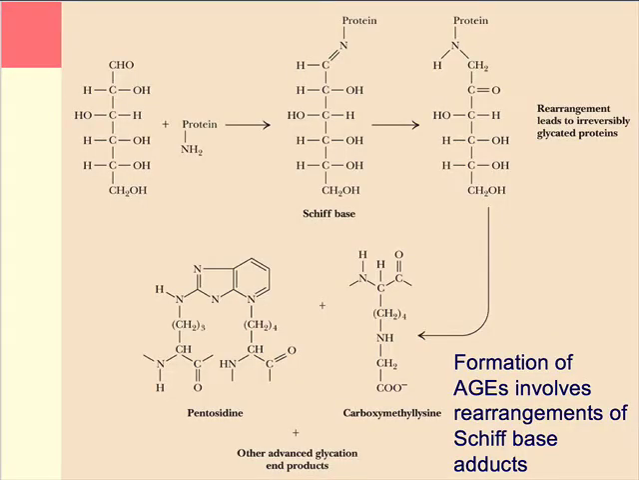This shows you the formation of advanced glycation end products. Sugars like glucose can react with the amino group of lysines on proteins to form this Schiff-base linkage, and this rearranges with migration of the carbonyl to the number 2 carbon. So this is really now a fructose linked to the protein through a nitrogen on a lysine, and then rearrangement leads to a whole series of irreversibly glycated proteins.